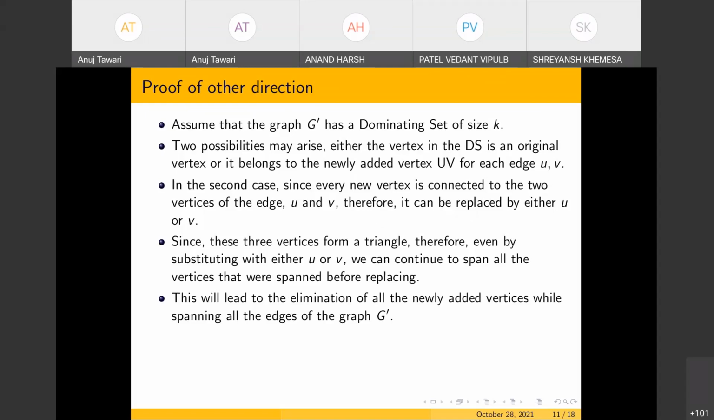This way you can eliminate all the newly added vertices and replace them with either of the endpoints of those edges, and this will lead to the elimination of all newly added vertices while we are still covering all the vertices of the graph G prime. So now you have reduced the second case to the first case, that every vertex is an original vertex in the graph.